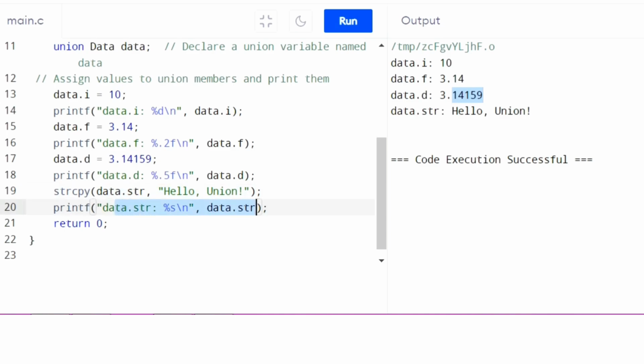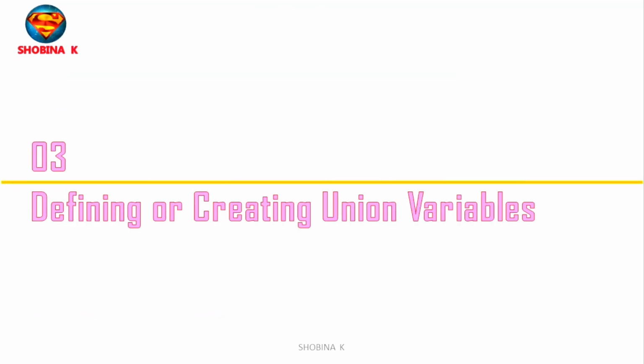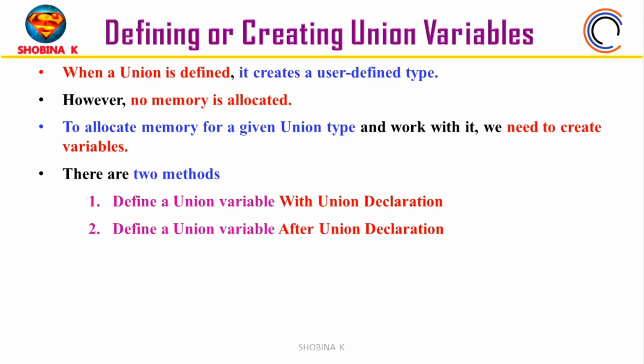And we print the value of data.str using the format specifier %s for strings. For that, we get this output. Next, let's understand how union variables can be defined in multiple ways.